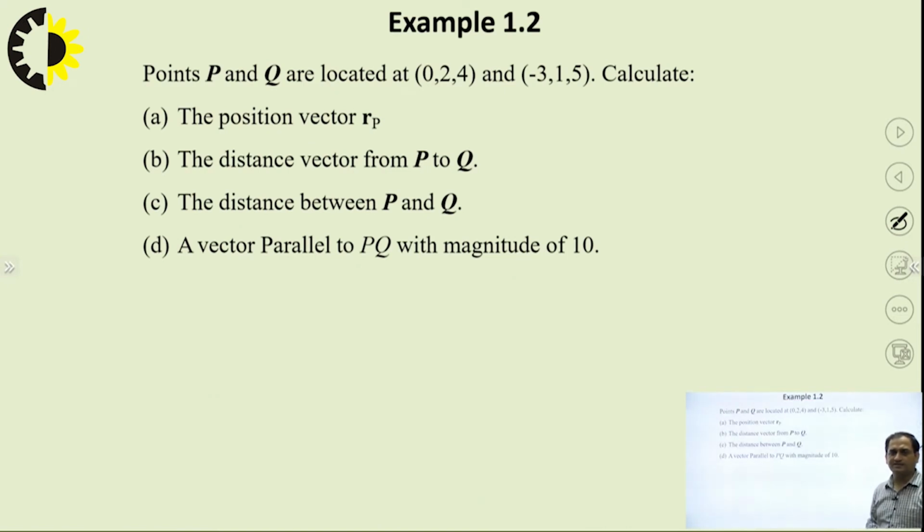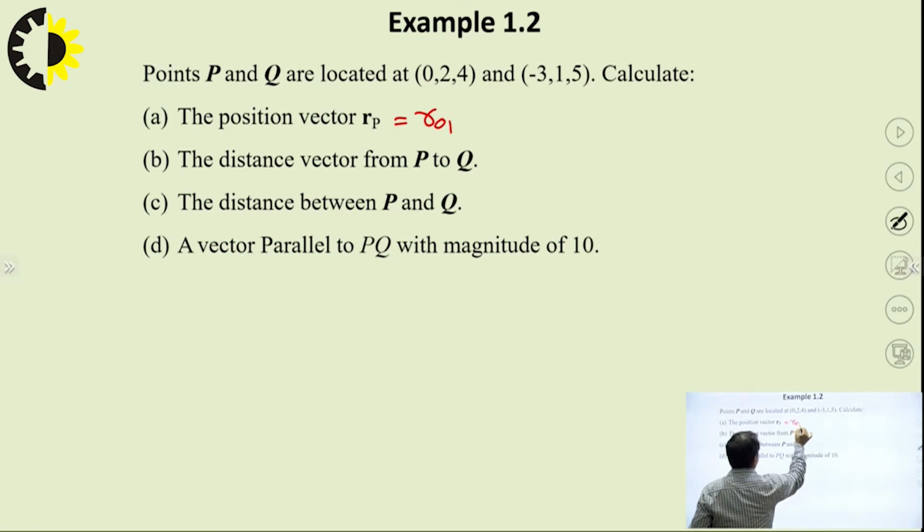Similar to that, next example, again you can try. 2 points P and Q are located. These are the 2 points which are located here. The position vector RP, just think about that. As I said, this position vector will be from the origin. So the value which you have to calculate is equal to ROP. You have to find that one.